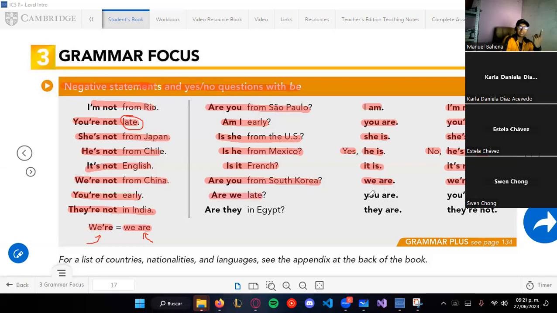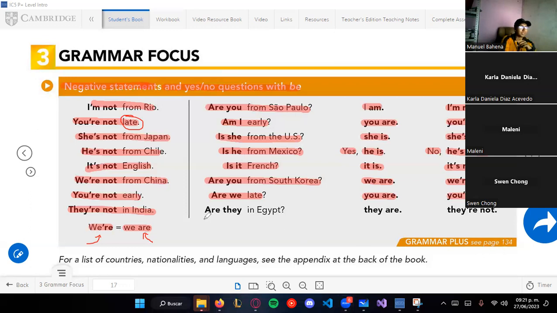Are we late? Yes, you are. No, you are not. ¿Qué significa esto? Are we late? ¿Estamos tarde? Yes, you are. ¿Sí lo están? ¿O sí llegaron tarde? No, you're not. No, no lo están. Bien.